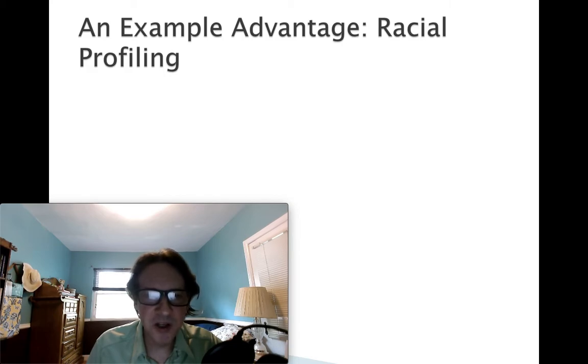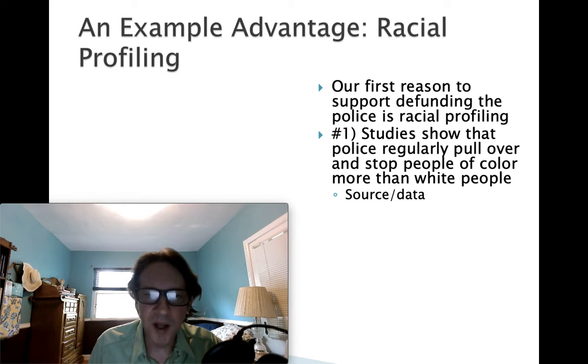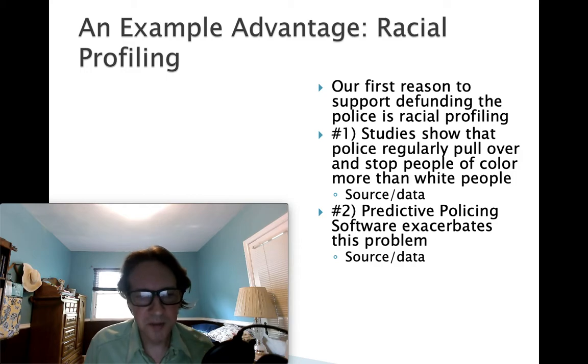So we'll finish up here by giving you a couple of examples of advantages and disadvantages. So, racial profiling advantage. I would start off and say our first reason to support defunding the police is racial profiling. Number one, studies show that police regularly pull over and stop people of color more than white people. And here I would insert my source or my data. This comes from a study from, right? Number two, predictive policing software exacerbates this problem. And here again, I offer some more data, or more sources, that shows that policing software directs police to go to minority neighborhoods.